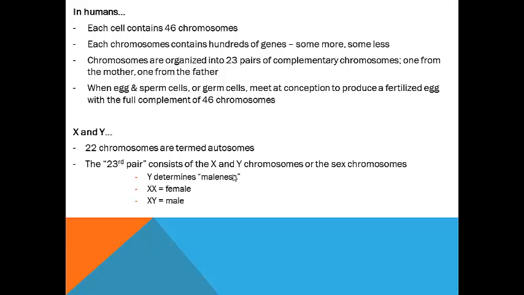22 chromosomes are termed autosomes. The 23rd pair consists of the X and Y chromosomes, or the sex chromosomes. Y determines maleness, so XX is a female and XY is a male.